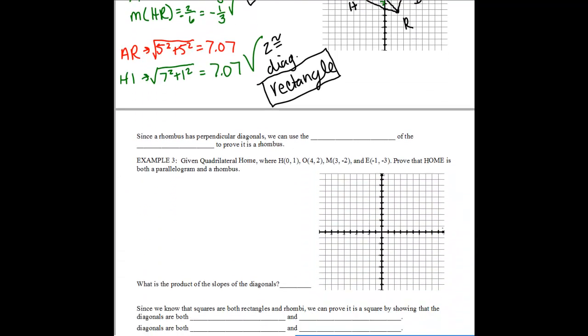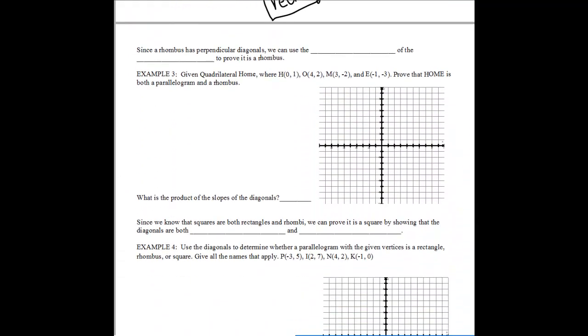Okay, let's go on to the next page. Since a rhombus has perpendicular diagonals, we can use the slopes of the diagonals to prove it is a rhombus.